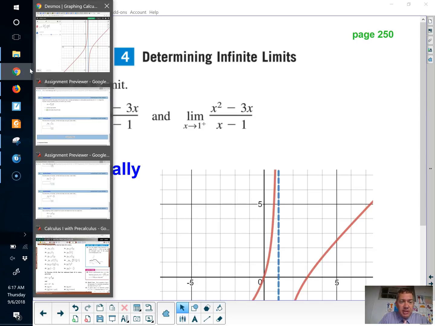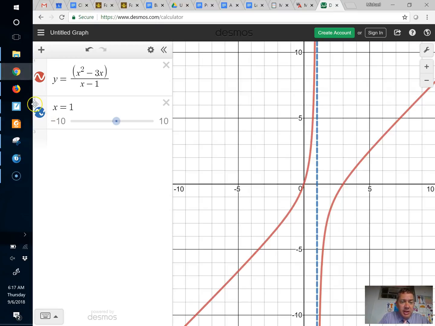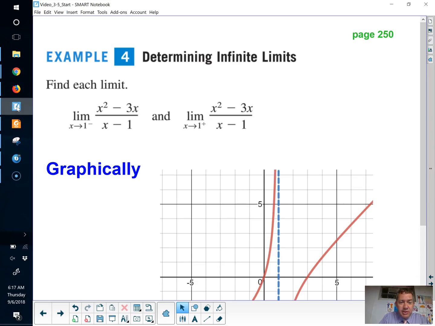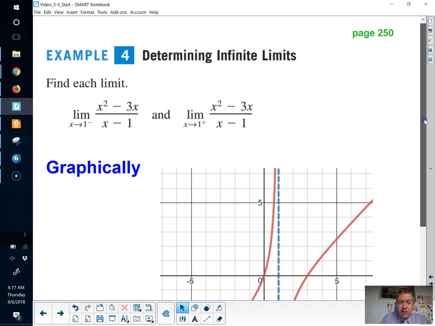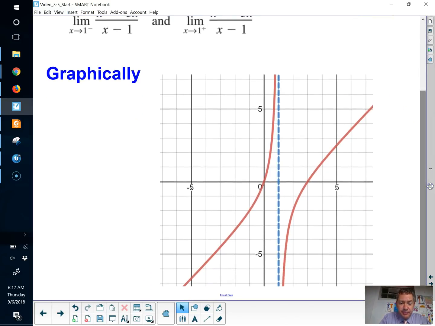If you graph this function, you will see that it clearly has an asymptote at x equals 1, which is not a surprise given the x minus 1 in the denominator. The numerator at 1 would be 1 minus 3, which is negative 2, divided by 0. Anything divided by 0 is going to be an asymptote, anything that's not 0 over 0. So graphically, we're taking a look at this.